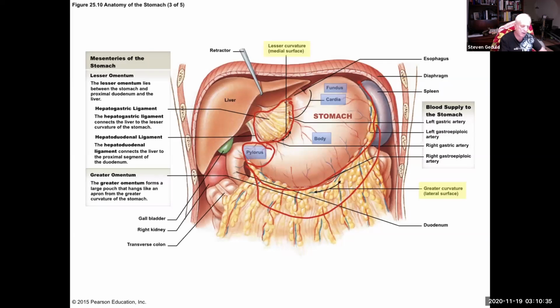The stomach has a body, has the cardia, which is where the esophagus feeds in, and has the fundus, which is the top part of the stomach. Those are the main divisions or parts of the stomach: the fundus, the cardia, body, pylorus, greater curvature, lesser curvature.